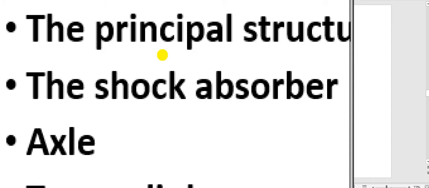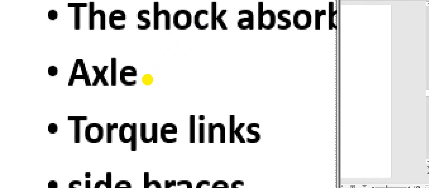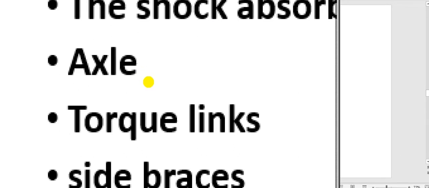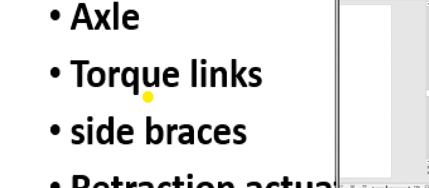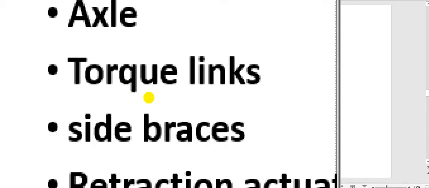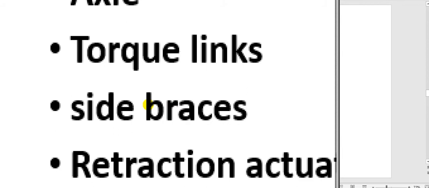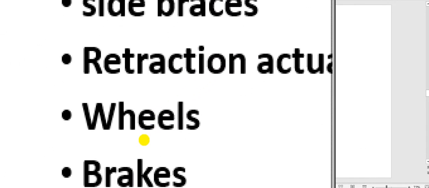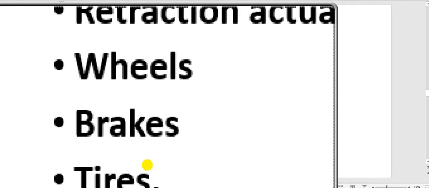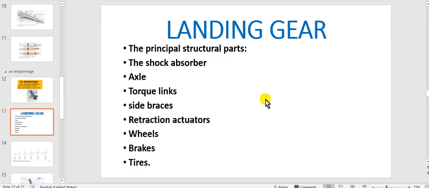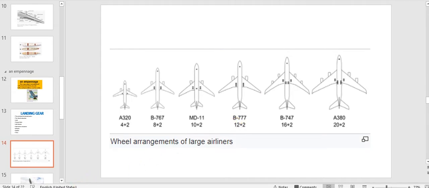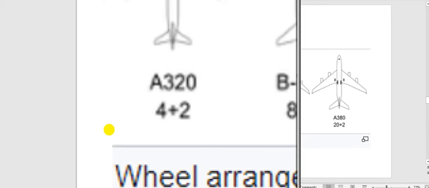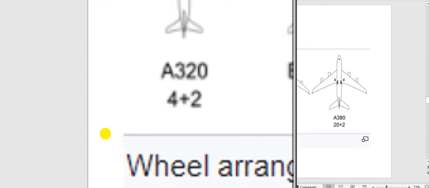This is the shock absorber here. The axle contains the wheels and the brakes. Torque links support the landing gear. Side braces, retraction actuators, wheels, brakes, tires. Here, I will show you. This is the Airbus 320.